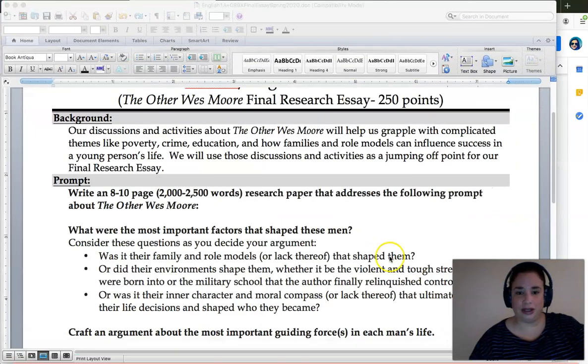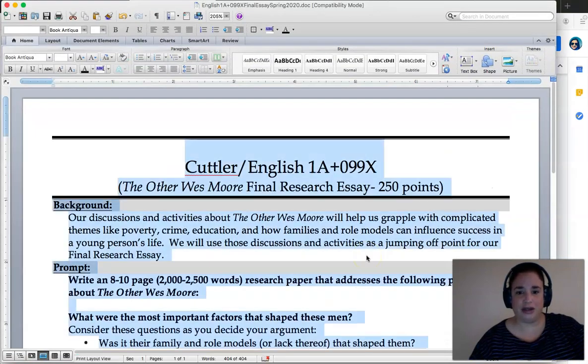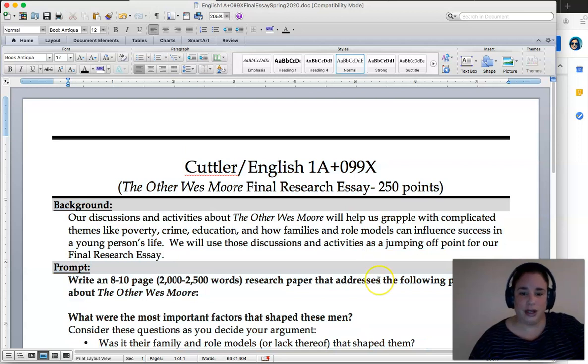There we go. So this will be attached to the email. You can follow along. You'll see, first of all, this is worth 250 points. So this can really help bump you up to the next grade level, moving from a B to an A, for example, or if you're not passing, it might be able to help you if you're a borderline.